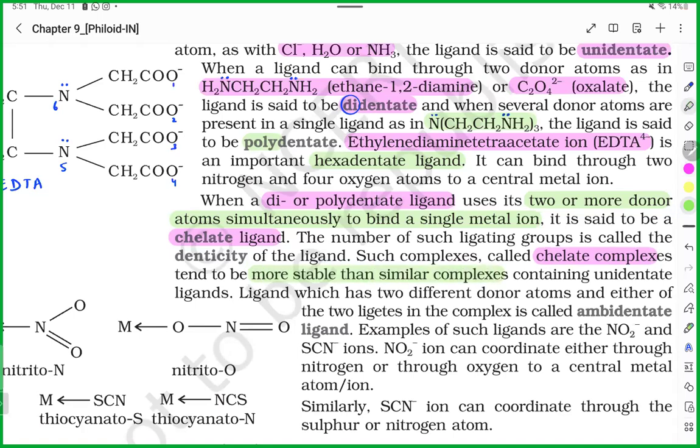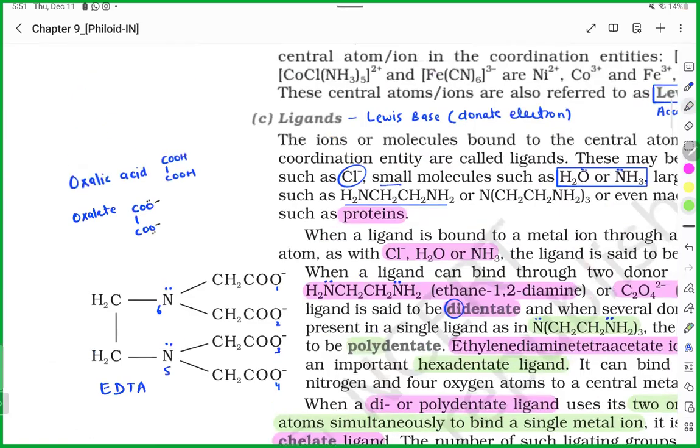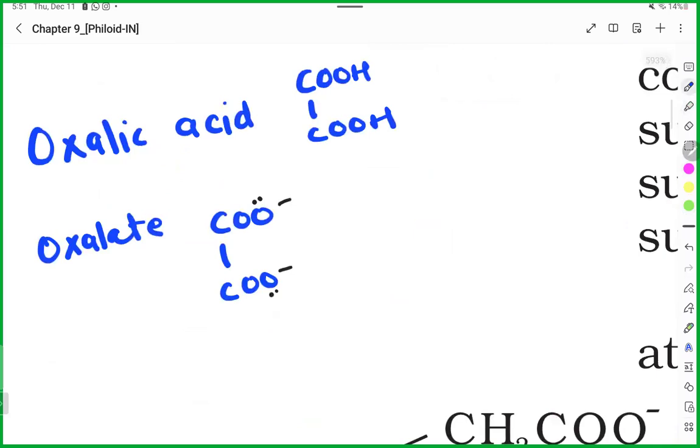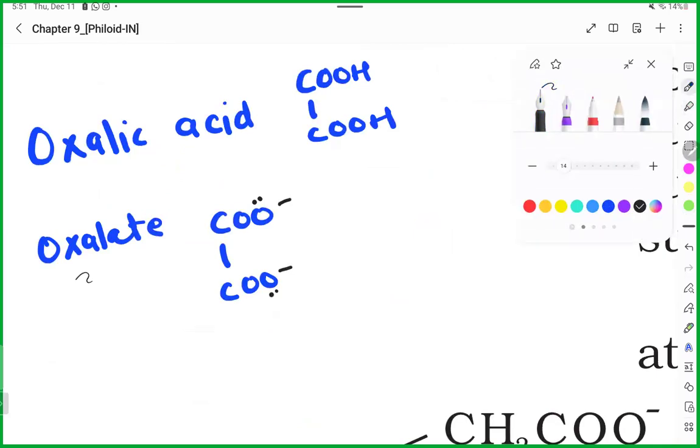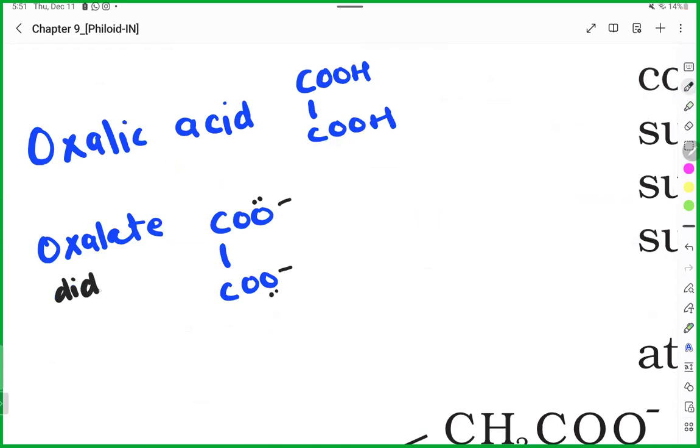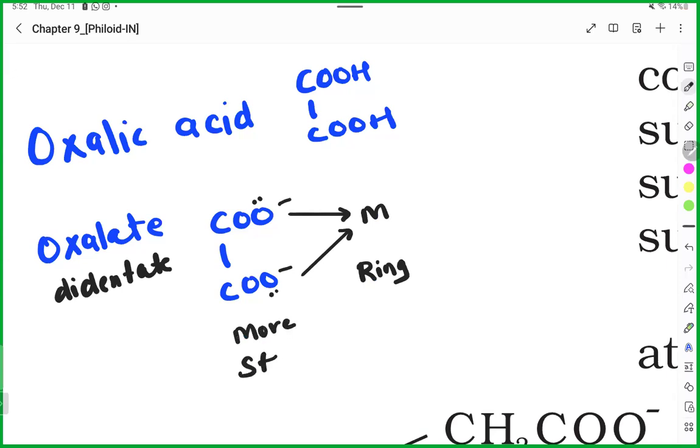Example, you have this oxalate, a didentate ligand, because it has two donor sites, two oxygen, correct? If this oxalate donates its electrons to the same metal atom, what will happen? They will form a ring-like structure. This ring-like structure is highly stable, more stable.